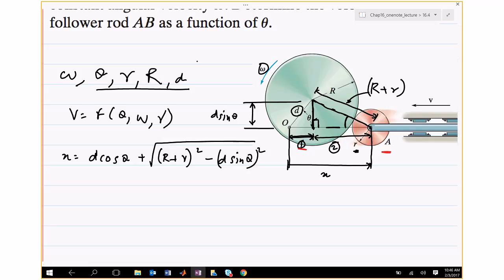Okay, so you can see that x, in terms of everything we know about, we know theta, d, small r, and capital R. So x dot is this derivative. I won't spend too much time doing that. Please try to do it yourself and check with this answer.